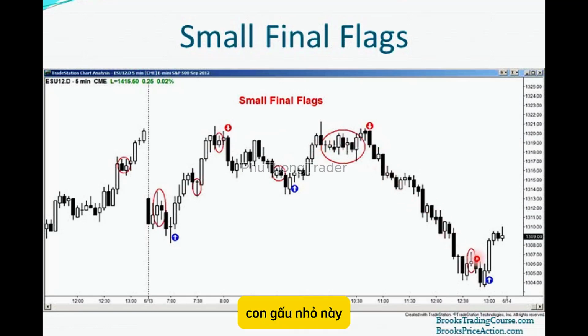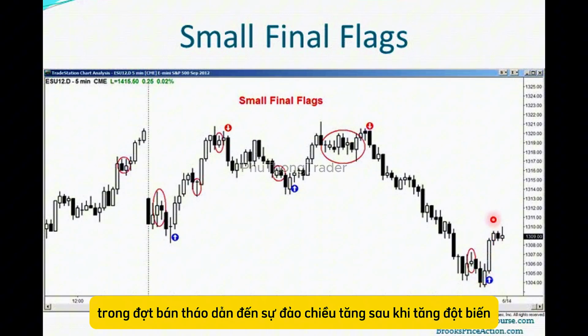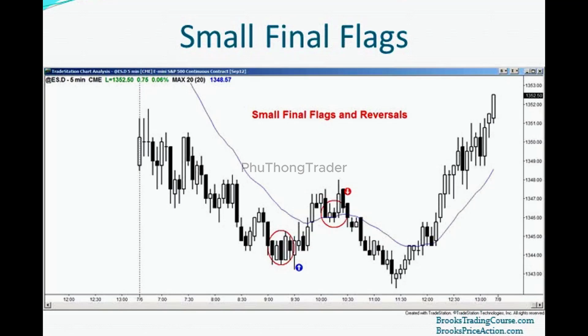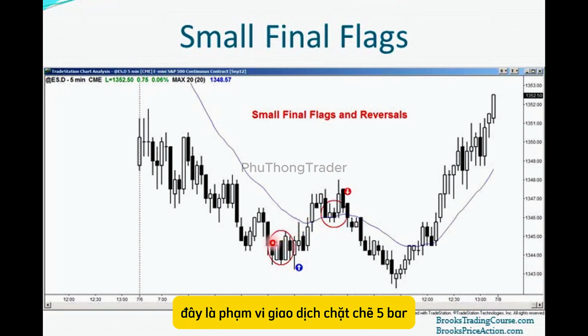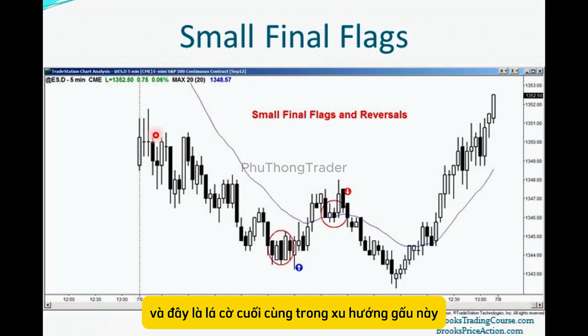Coming down, this little bull bar became the final flag in this sell-off, leading to a reversal up after a spike and then consecutive sell climaxes. Again, small final flags. Here's a 5-bar tight trading range, a bear breakout that immediately reversed up into a strong bull bar, and this was the final flag in this bear trend.